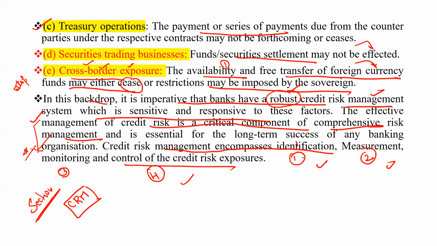Third one, that is the treasury operations. Fourth one, that is the securities trading business. Fifth one, that is the cross border exposure. So in all these things, basically credit risk is going to happen.